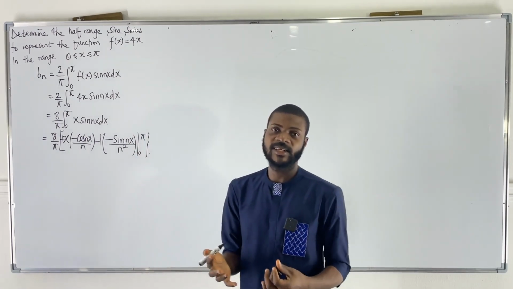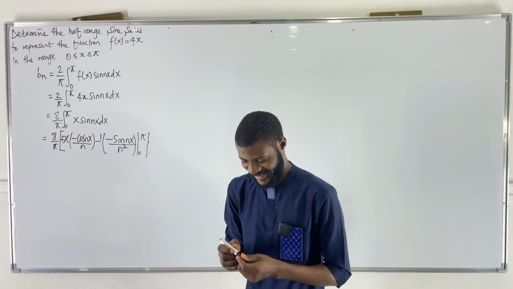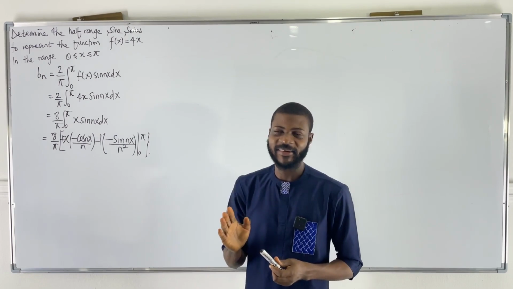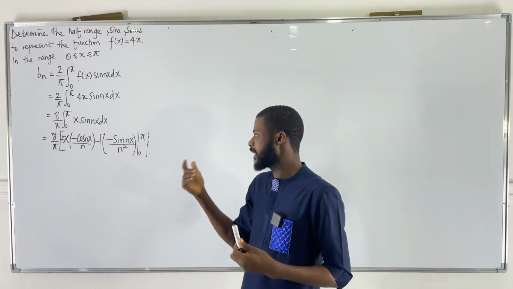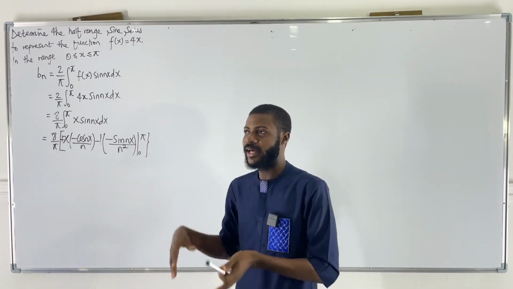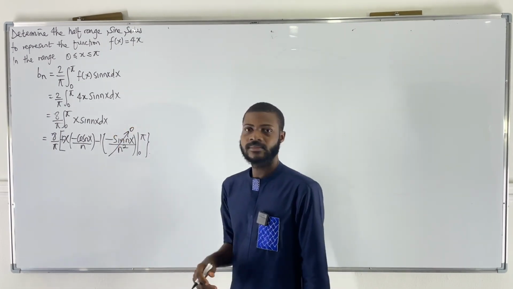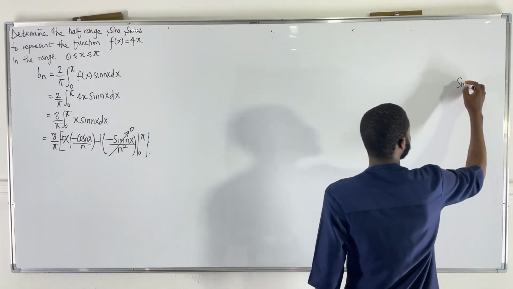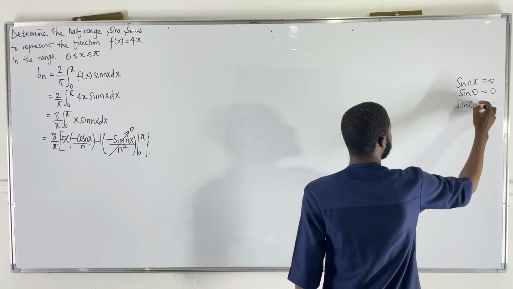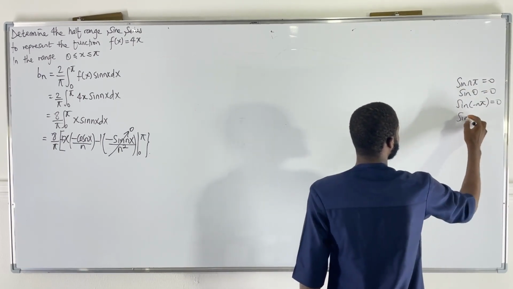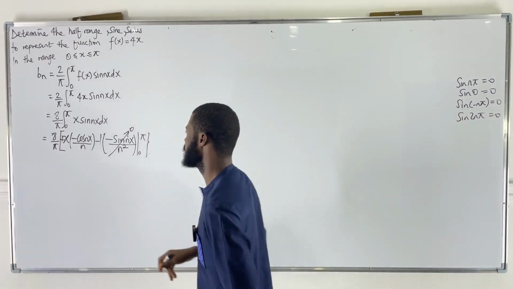Now whenever my interval is 0 to pi and I see sine, I don't waste time, I'll just go and cancel it. Whenever my interval is within minus pi, 0, pi, 2 pi, and I see sine nx, I'll just know that it's 0, because sine n pi is equal to 0. Sine 0 is still 0. Sine of minus n pi is 0. Sine of 2n pi is 0. It's just 0, so I don't really stress myself with that.